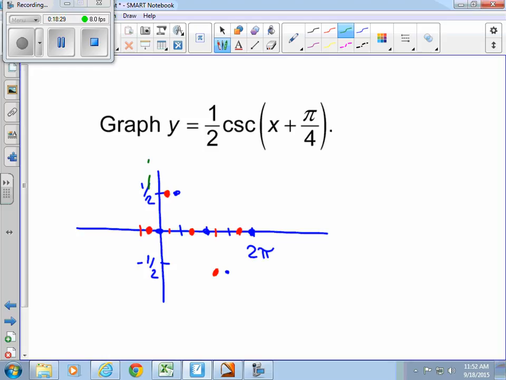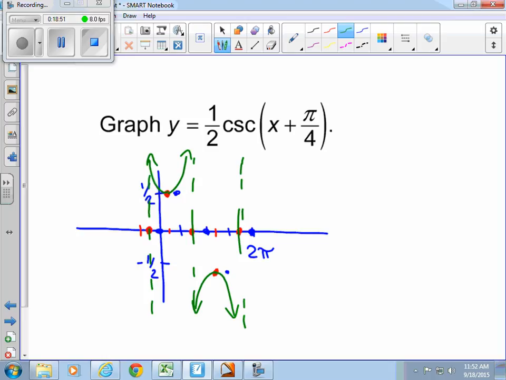Remember, this crosses the x-axis. I have a vertical asymptote. And again, if you needed more periods, draw more periods. I would recommend that for secant and cosecant.